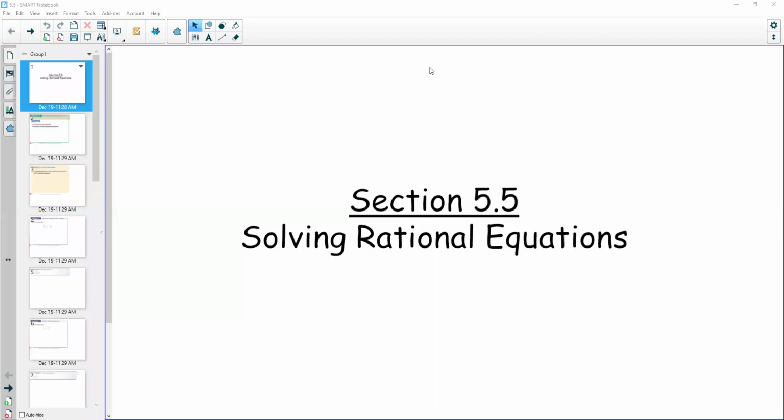Hey everybody, this is 5.5, solving rational equations. So this is us taking all the things that we've been doing to simplify fractions and rational expressions and that kind of stuff, and turning it into solving equations. Remember, when there is no equal sign, we're talking about expressions. When there is an equal sign, we're trying to solve for x or y or whatever it happens to be.